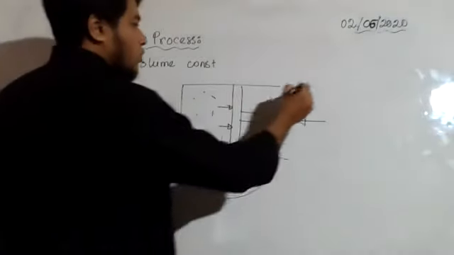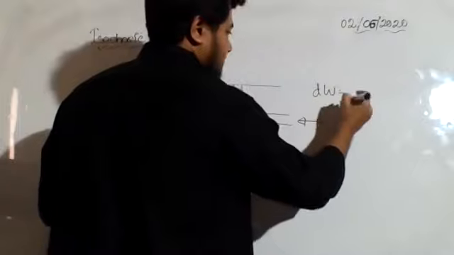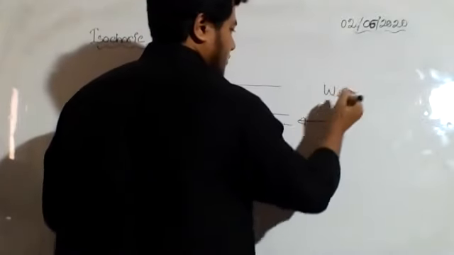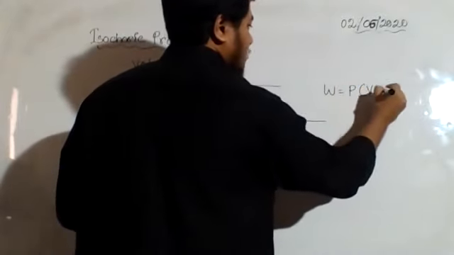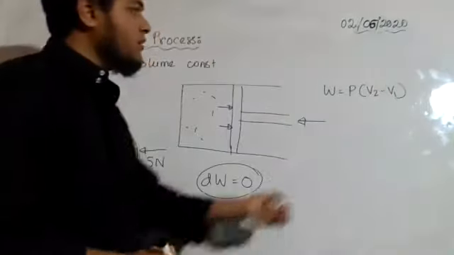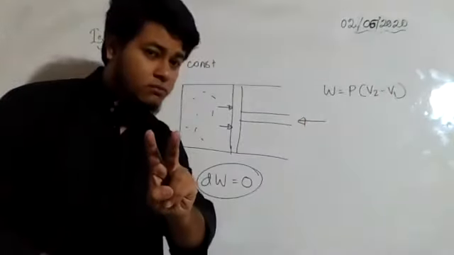Also, we got to know that the work done is equal to, or we can say in this way, W is equal to P into V2 minus V1. Now, if you notice, there is no change of volume.